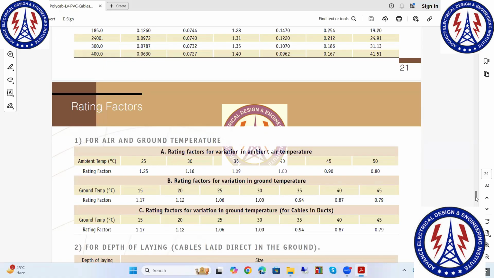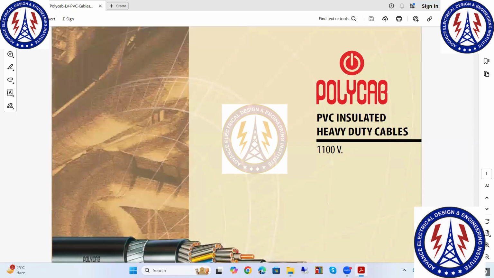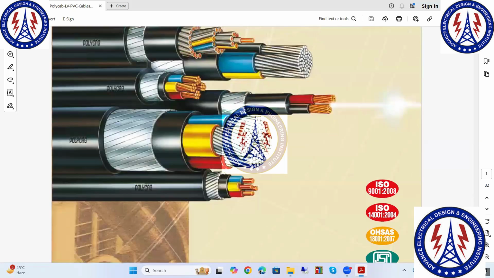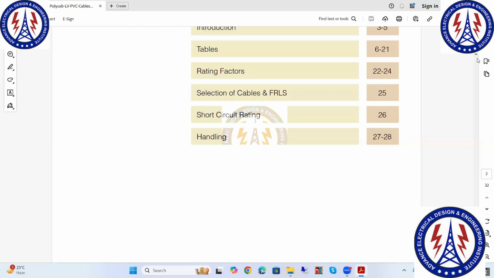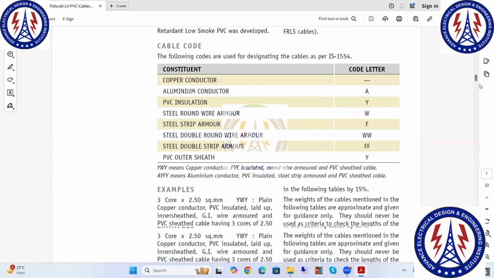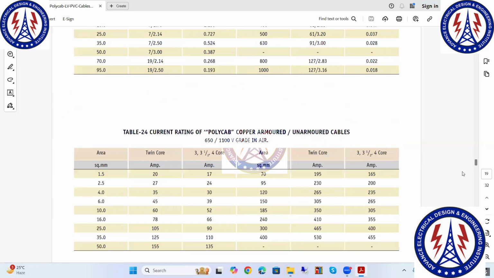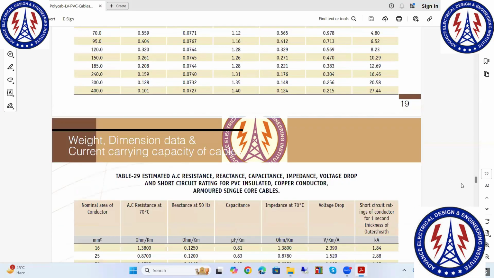So whenever we are downloading any catalog, always look at the catalog. What is the standard it is following? So this is IS. So it is only for India, not for outside. For outside, we used to use the IEC or local standard, correct? Or whichever the country is following.